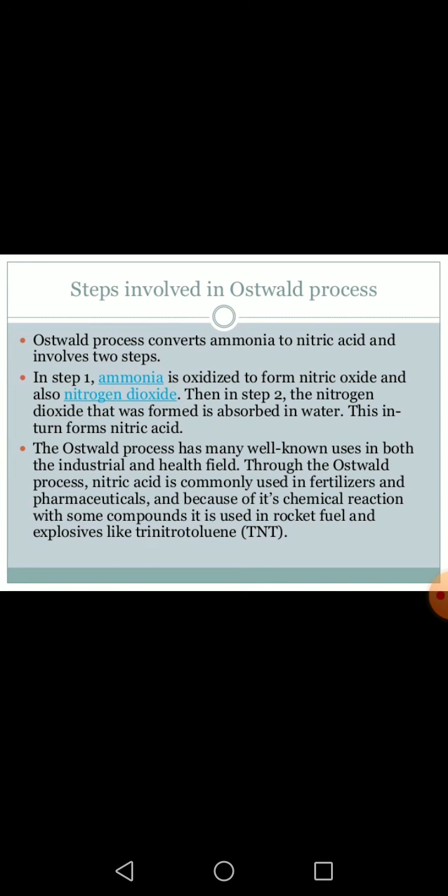The Ostwald process converts ammonia to nitric acid and involves two steps. In step 1, ammonia is oxidized to form nitric oxide and also nitrogen dioxide. Then in step 2, the nitrogen dioxide that was formed is absorbed in water. This forms nitric acid. The Ostwald process has many well-known uses in both the industrial and health fields.